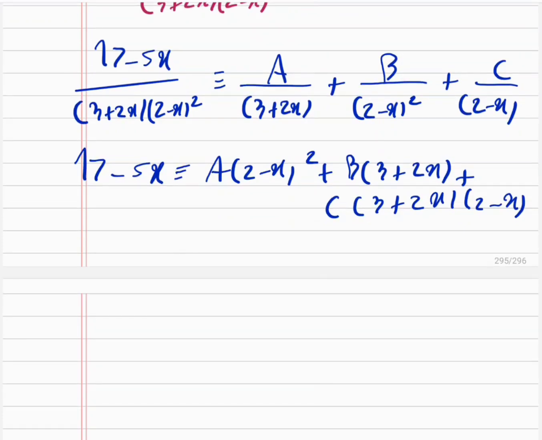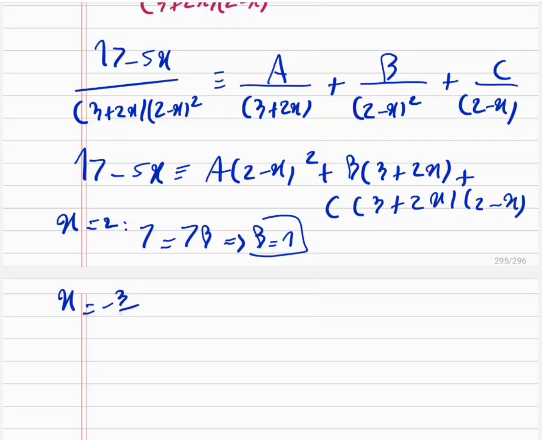At this point, we just need to choose different values for x so that the right hand side will be cleaner. So let x be equal to 2, because that's going to make the first bracket and the third one equal to 0. Then when x is equal to 2, on the left hand side we get 7, and the right hand side will be 7B. So B is equal to 1.